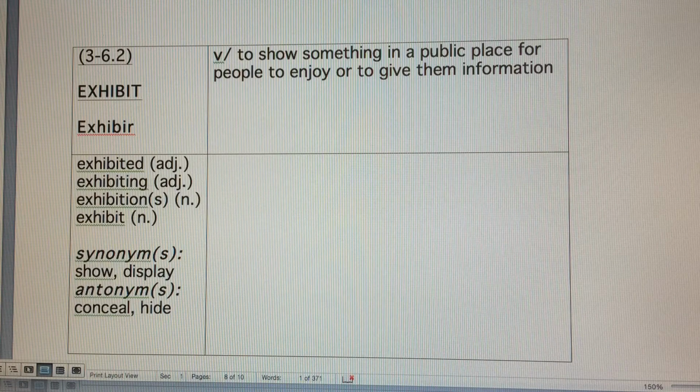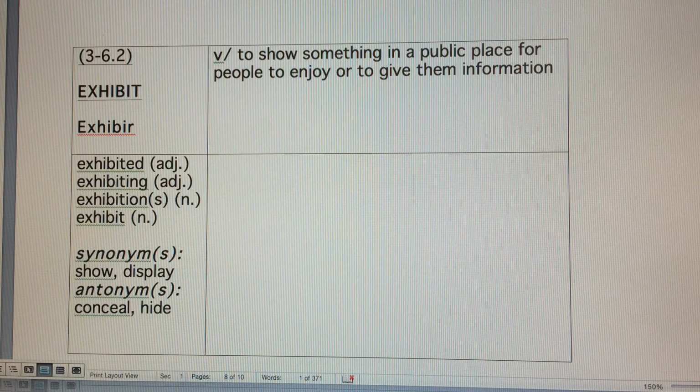Exhibit has 3 syllables, and the emphasis is on the second syllable. So we say exhibit, and it's used as a verb or as a noun, but you're going to use the verb form for your original sentence. The definition we give you here is to show something in a public place for people to enjoy or to give them information.